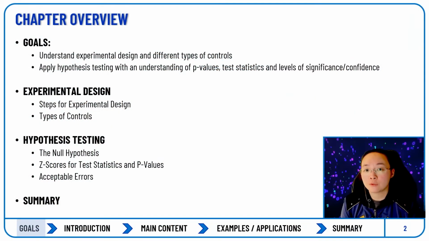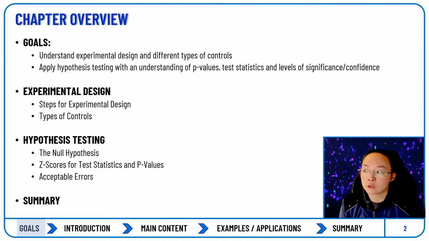Okay, so the goals for this chapter are to go through experimental design and how we can implement controls to try and isolate the variables that we're trying to study for our experiment. We then want to be able to apply what we call hypothesis testing with an understanding of p-values, test statistics, and levels of significance and confidence.